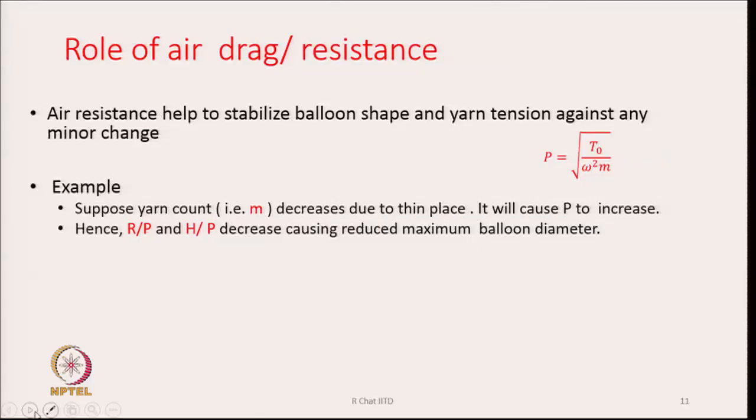The role of air drag also we have to understand. Air resistance helps to stabilize the balloon shape and yarn tension against any minor fluctuation of, say, yarn count or speed, because the traveler lag is continually changing depending upon where I am winding. So even though spindle speed is fixed, the balloon speed is not fixed. Balloon speed changes a bit because traveler speed is different. So spindle speed is constant, but the balloon speed is not. So, that is a change.